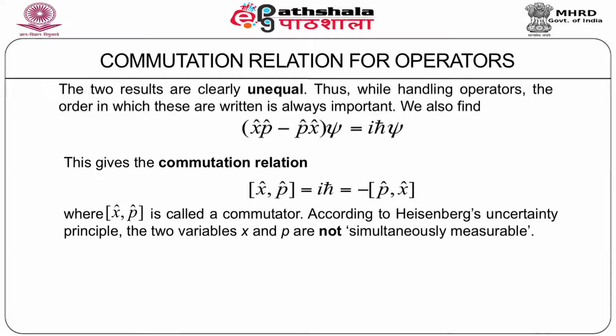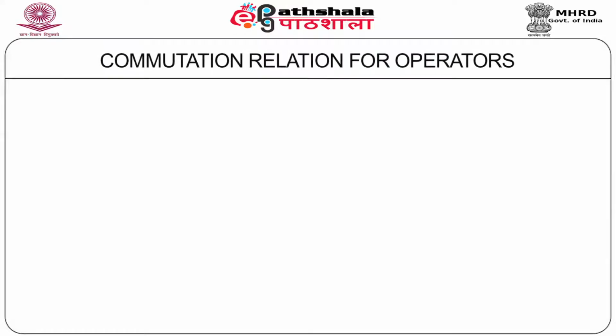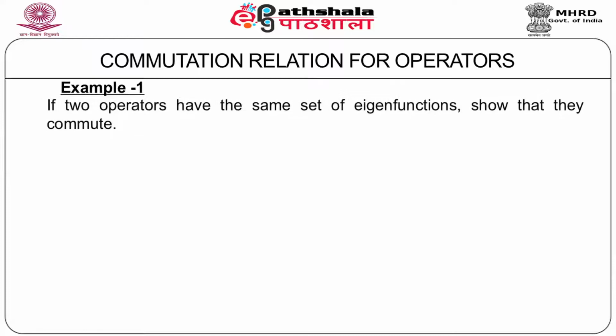So there is an implicit connection between the simultaneous measurability of two variables and their commutation properties. Having defined the commutation relation in operator algebra, let us work out two simple examples which will give you an insight into the things which we have been talking about. The first example: if two operators have the same set of eigenfunctions, show that they commute. This is a very important property of the operators.